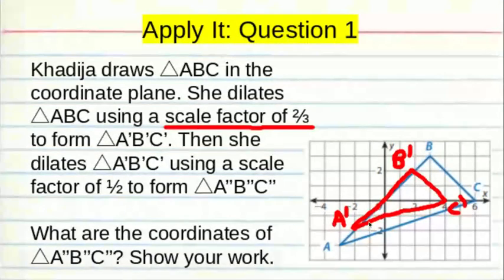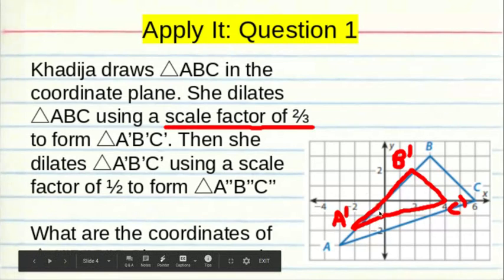So the first step is we're going to take that scale factor of 2/3 and take each of our points and multiply that by our scale factor. So our A was at originally -3, -3. So when we multiply -3 times 2/3, we get -2. So our A prime will be at -2, -2.